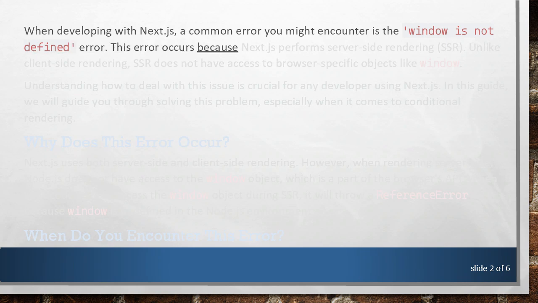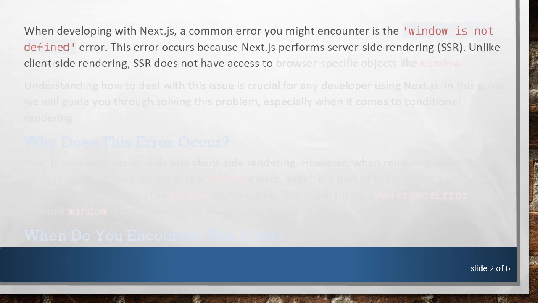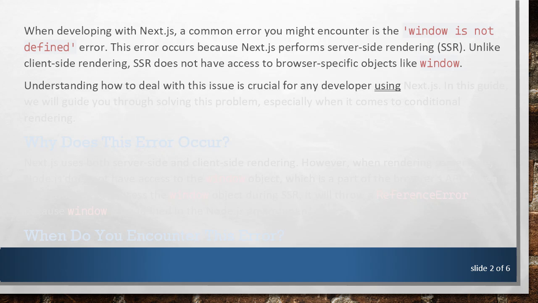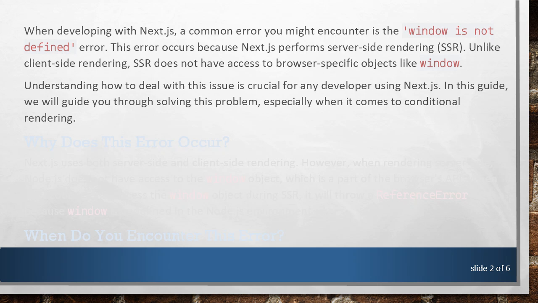This error occurs because Next.js performs server-side rendering, SSR. Unlike client-side rendering, SSR does not have access to browser-specific objects like window. Understanding how to deal with this issue is crucial for any developer using Next.js. In this guide, we will guide you through solving this problem, especially when it comes to conditional rendering.